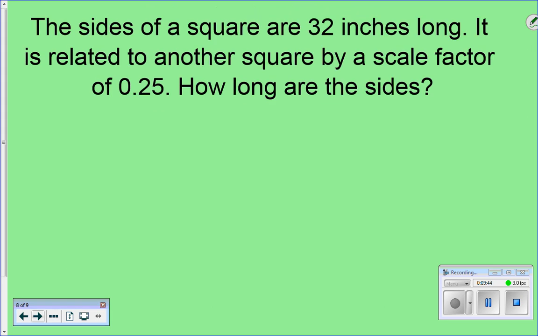Same thing here. Why don't you try this one by yourself? Sides of a square are 32 inches long each. Create a similar triangle by using the given scale factor.